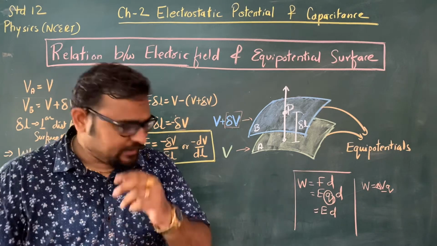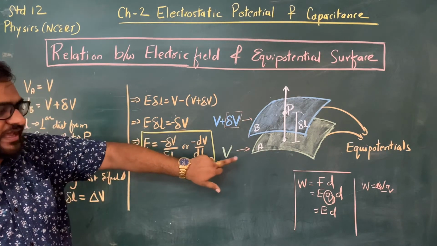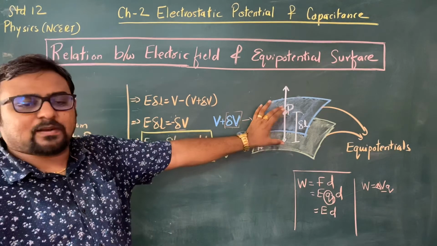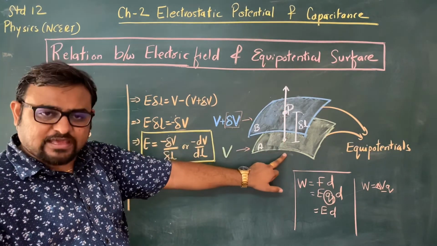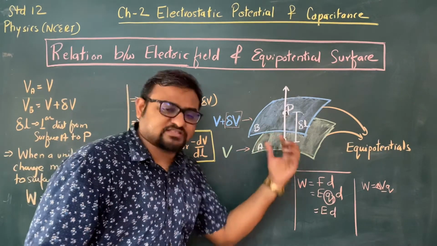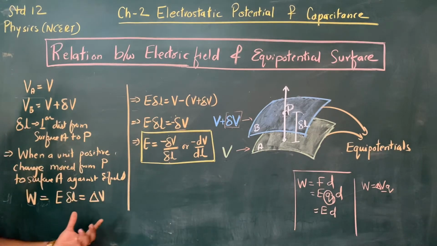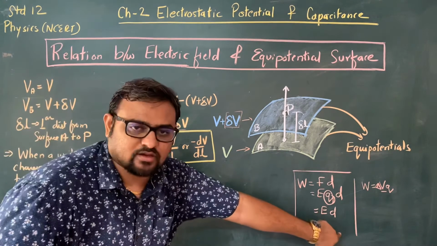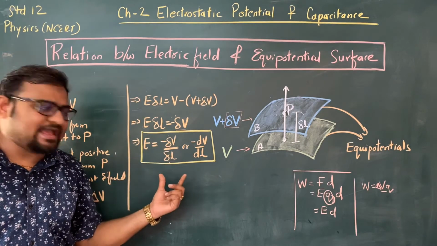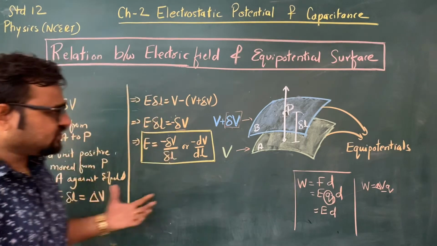Clear? I'm repeating what we have done. We have taken two equipotential surfaces. The potential at A is V, and at B it will be V plus delta V. Delta L is the perpendicular distance from point B to A. Now when we move a unit positive charge from P to surface A, the work done will be equal to E delta L, and that will be equal to delta V. How this came, I explained here. So from this, finally, we get E equal to minus delta V by delta L, or minus dV by dL. Clear? So just note it down.